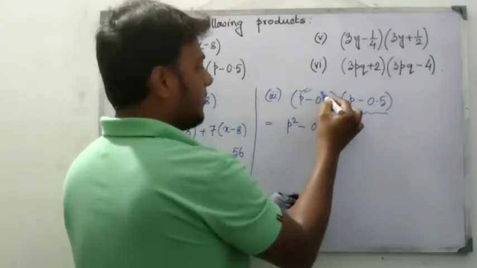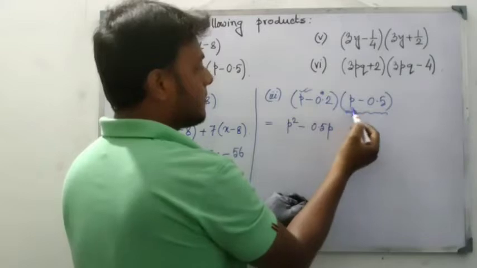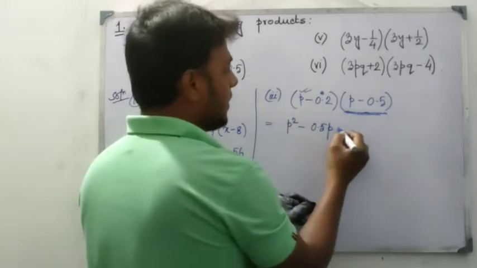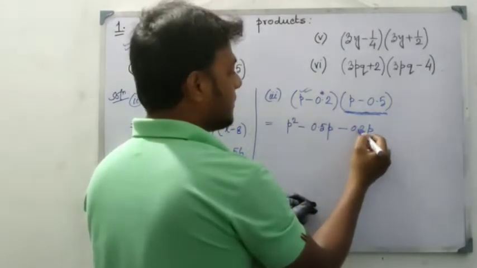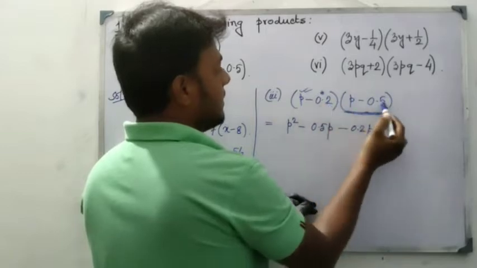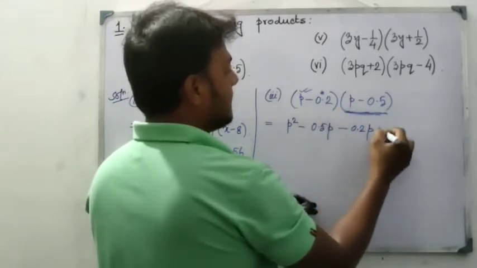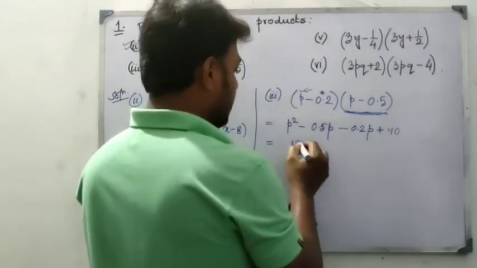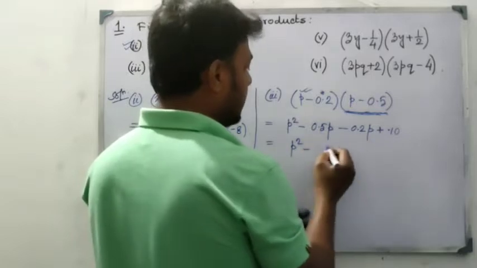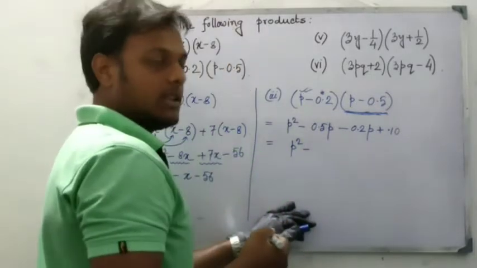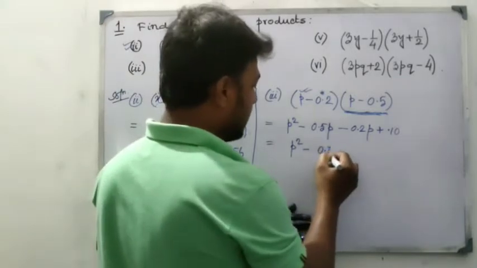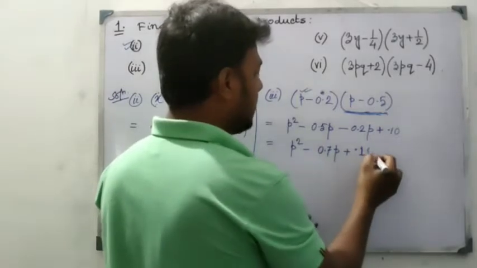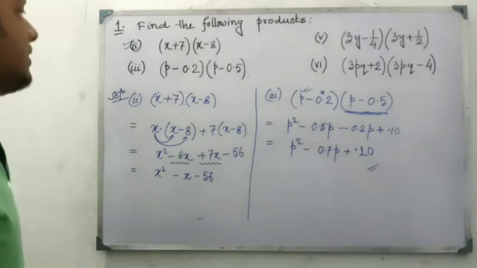Now consider the second term and multiply with this factor. So minus 0.2 into P means minus 0.2P, and now minus minus is plus, and 0.2 into 0.5 means 0.10. So after simplifying you will get minus 0.5P minus 0.2P. Since these are of the same sign, we have to add them. So you will get minus 0.7P plus 0.10. This completes the solution. Okay, this is the third solution.